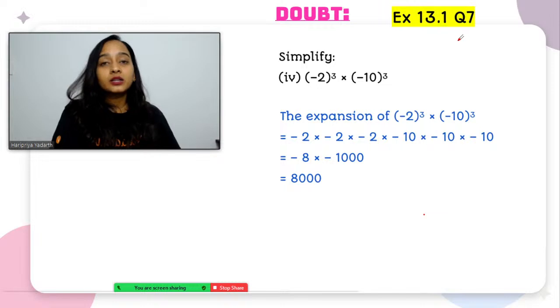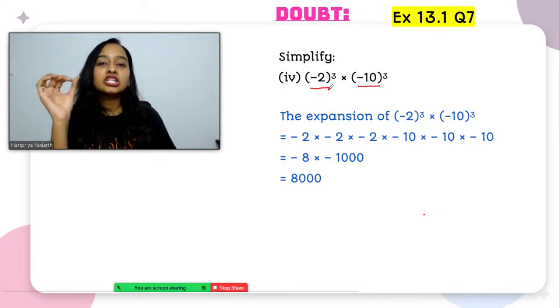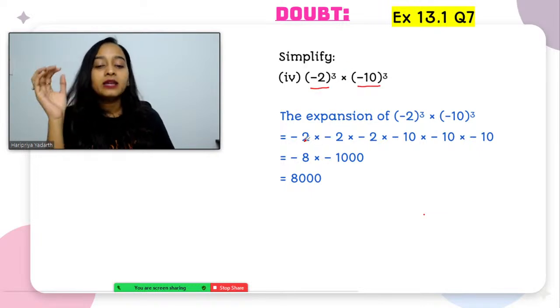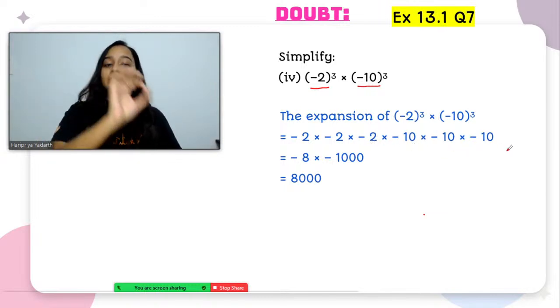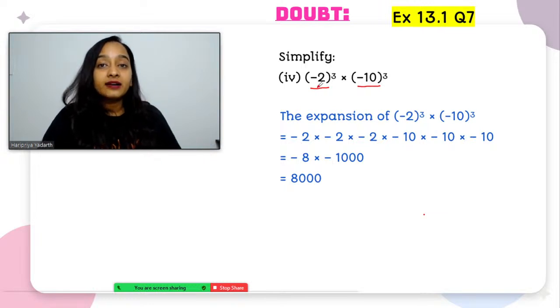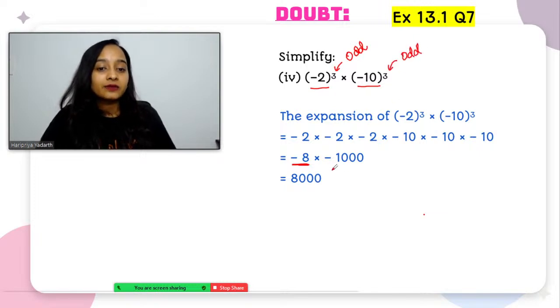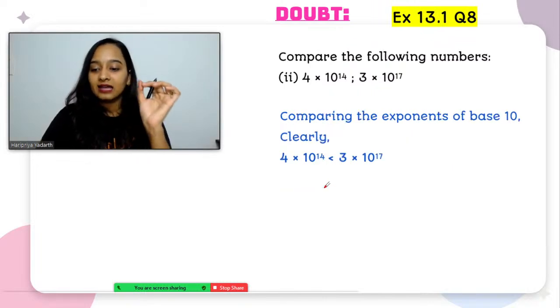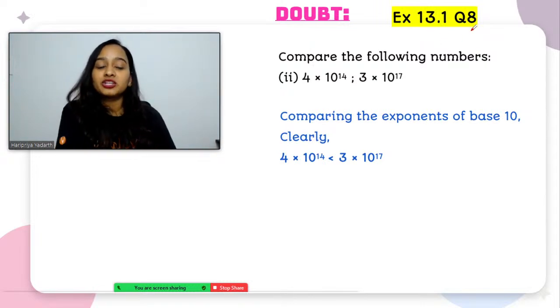Now, 13.1 question number 7. I have chosen this question because there is a negative integer here. So -2 to the power 3 will be -2 into -2 into -2 multiplied with -10 into -10 into -10. So you are multiplying a negative integer with an odd exponent. The answer will be negative. Again, a negative integer with an odd exponent. The answer will be negative. You multiply both of them, you will get the answer as 8,000. Very good.